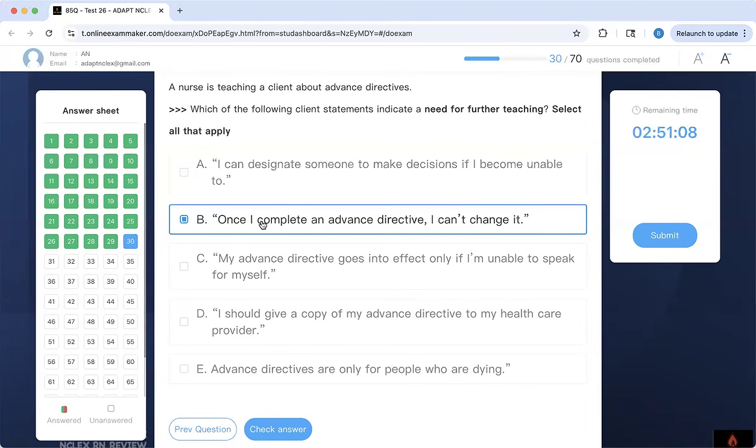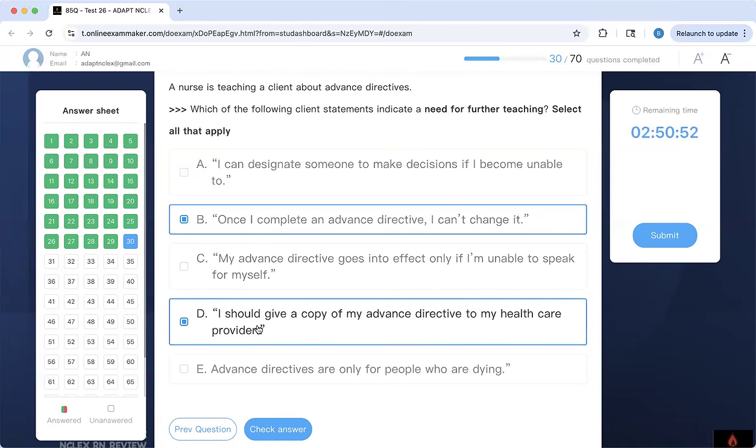My advanced directives go into effect only if I'm unable to speak for myself. Yes, it goes into effect when you cannot do anything for yourself. I should give a copy of my advanced directive to my healthcare provider. That is talking about the living will. He doesn't care about it. It's for you and your family. Advanced directives are only for people who are what? Dying.